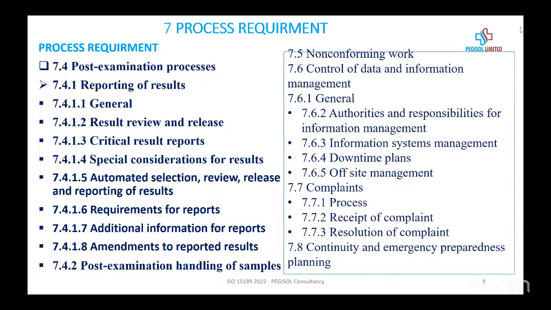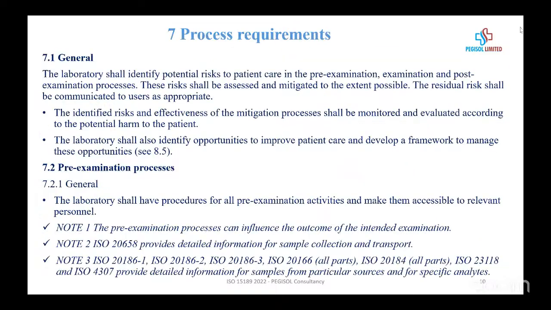They will look at non-conforming work for 7.5. They will look at 7.6, control of data and information. They will look at 7.7, complaints, and 7.8, continuity and emergency preparedness planning. So these are what and more we are going to be covering under the process requirements.